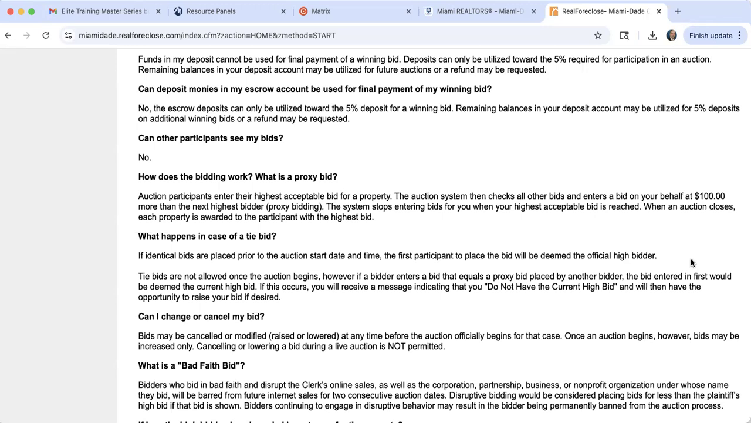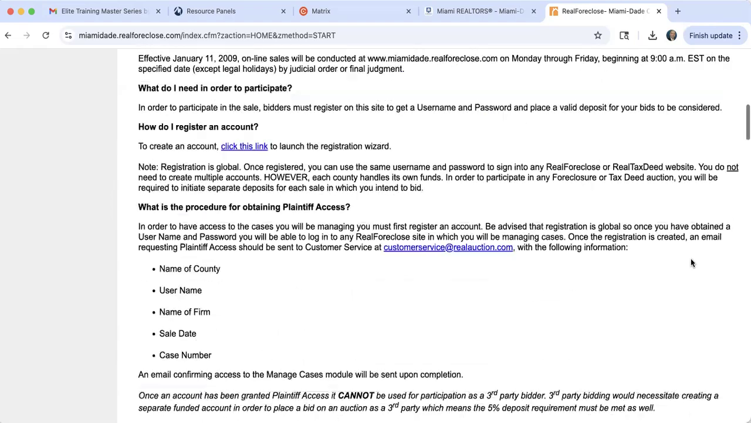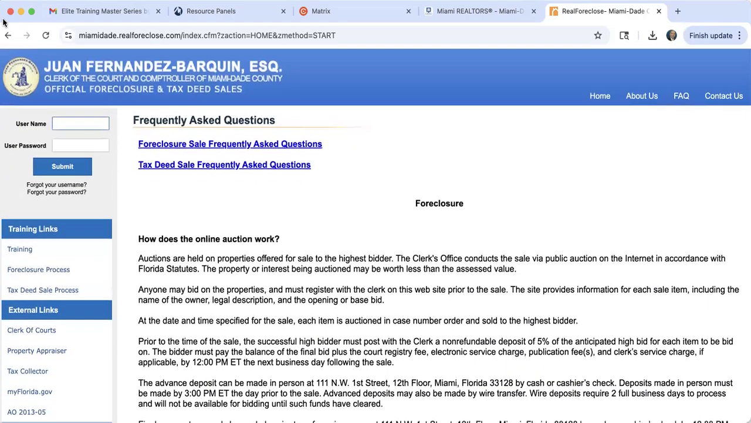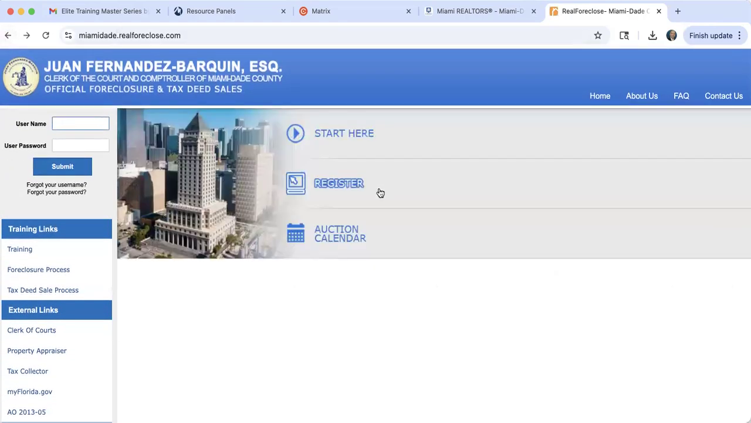So let's say it's between you and another person. It's going to go up in increments by $100 until the last person stands. So it's not like someone bid 300,000 and you can come in and say 350. That's not how it works. If someone bid 300,000, your next bid would be $300,100.